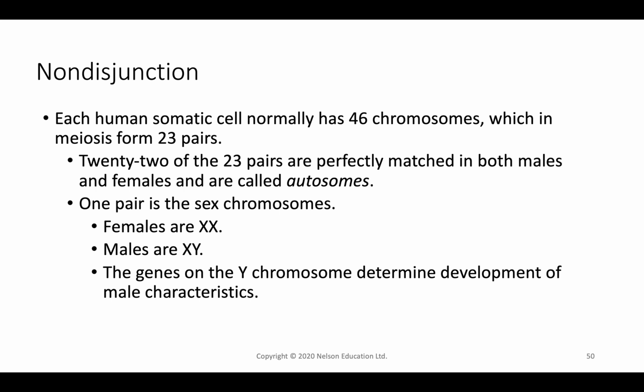But all of the genes on the Y chromosome are dedicated to male differentiation and development cascades. So there's not much on the Y that matches up with the X, except what's called the pseudo-autosomal region that allows them to bind. But most of the Y is just going to be turning on male differentiation and development.